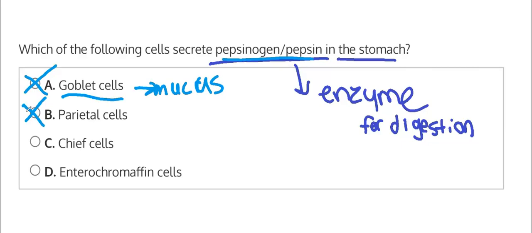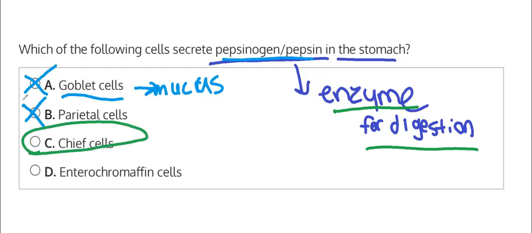Now take a look at option C here. Option C says chief cells, and the chief cells do in fact secrete pepsinogen, which then becomes pepsin when the pH becomes more acidic. And this is something that's directly involved in protein digestion, as we were discussing, the enzyme pepsin or pepsinogen used for digestion, and the chief cells are what secrete it. So option C would be correct here, but let's just take a look at option D as well.